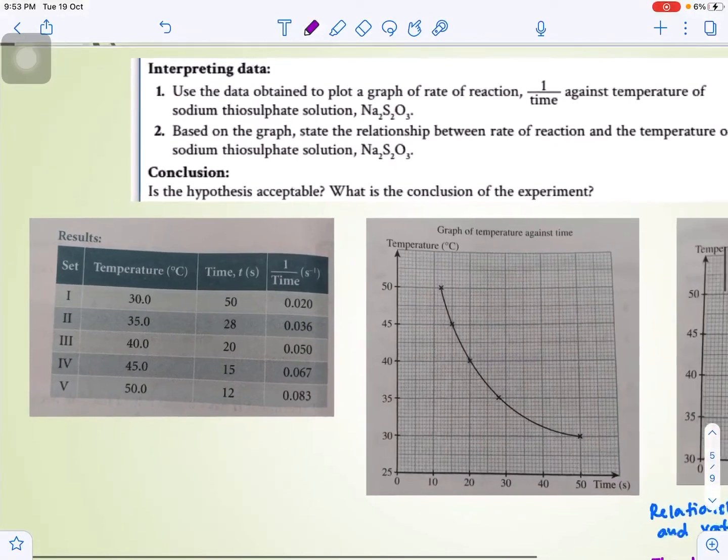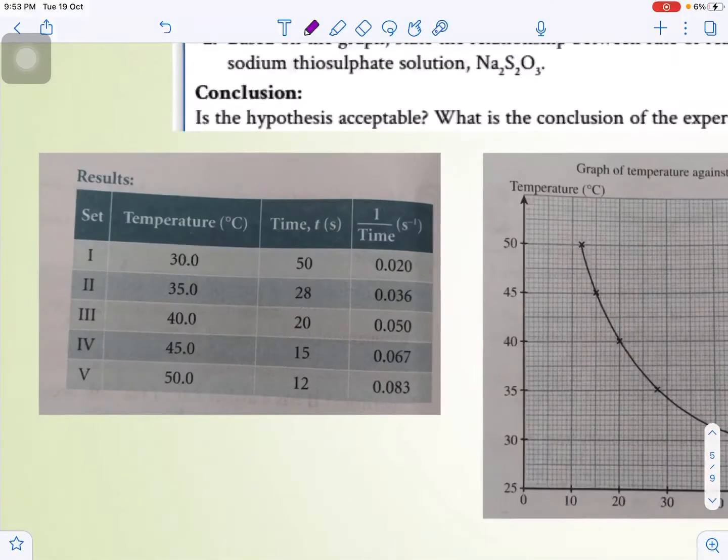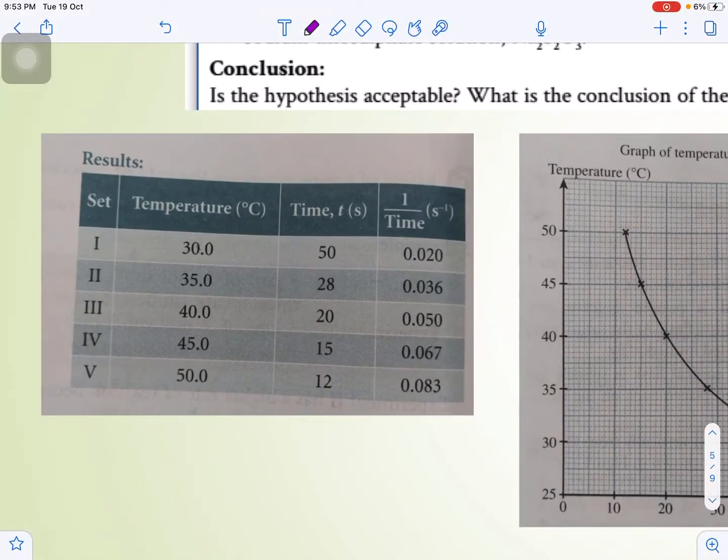Okay, so this is the data. When the temperature is 30 degrees Celsius, what we can see, the time taken for the X mark to disappear from view is 50. Masa yang diambil untuk X mark hilang daripada pandangan tu 50 second. As the temperature is 35, the time taken becomes shorter, makin pendek, which is 28 second. And when the temperature is 40, the time taken becomes much shorter, 20 second.